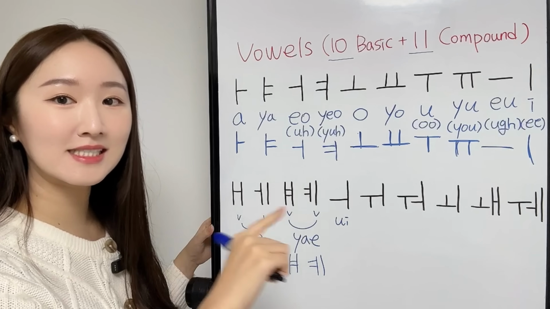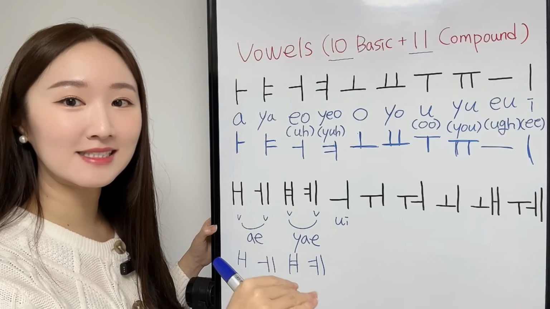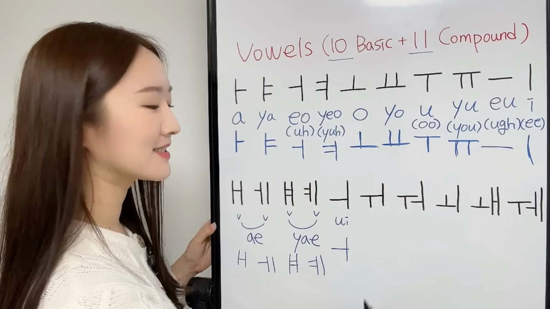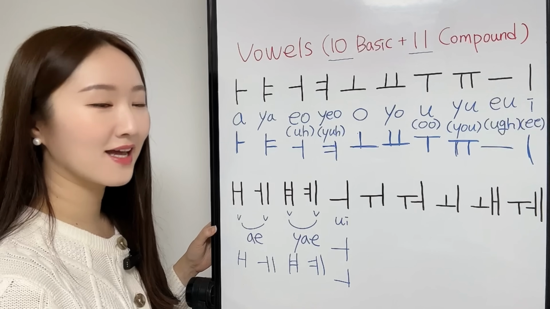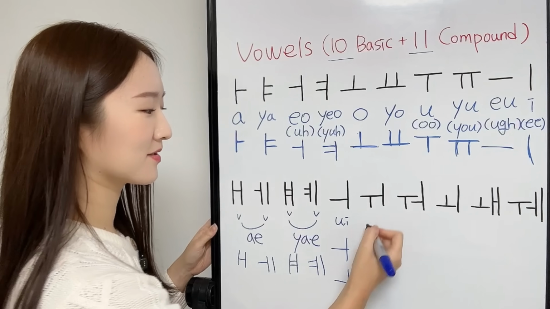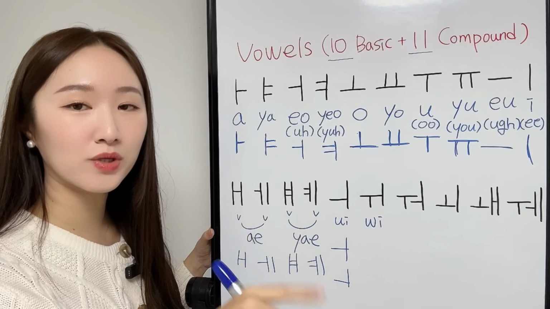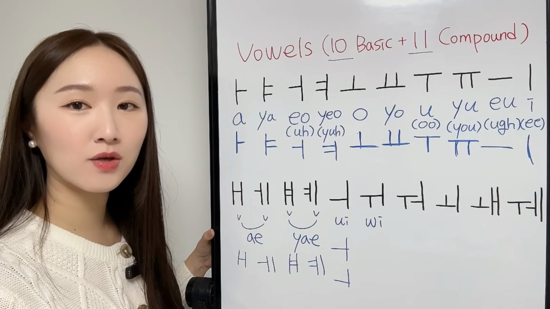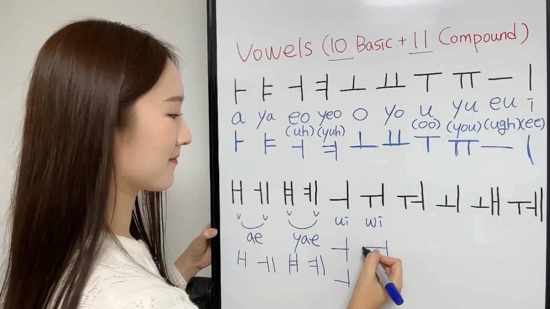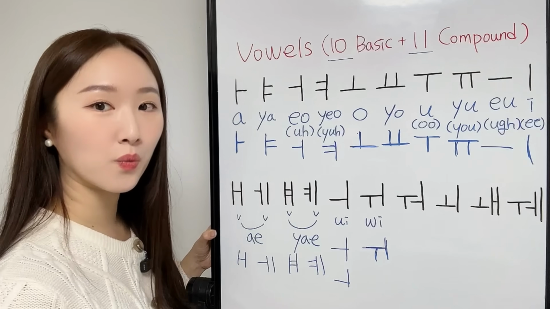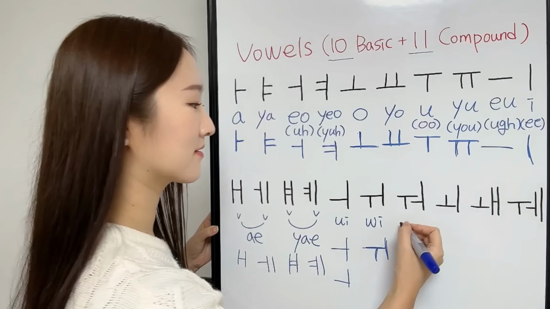And next one, this is ui. It's eu and i together. When you say it quickly, ui. Okay. And this is we. Oo and e quickly. We. And this is oo and o together.